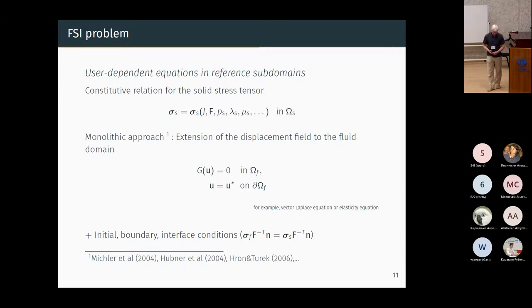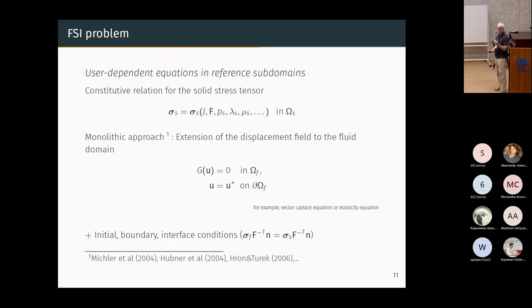We have to add an equation for artificial displacements in fluids. Why do we need this artificial equation? Because we need the displacements: the displacement u in fluids defines the transformation. In order to define the transformation xi, we have to define u. Therefore, we have to add these artificial equations for artificial displacements.